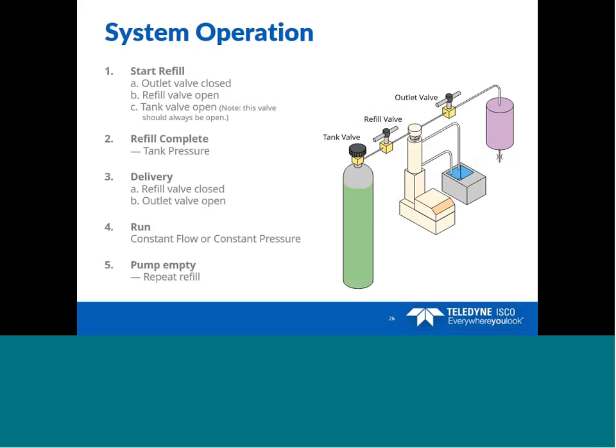In placing the pump in delivery mode, the refill valve should be closed, the outlet valve should be open. Then the pump is run in constant flow or constant pressure until the pump is empty. Then you repeat the refill. If dual pumps are used, the flow is continuous and refilling is automated.